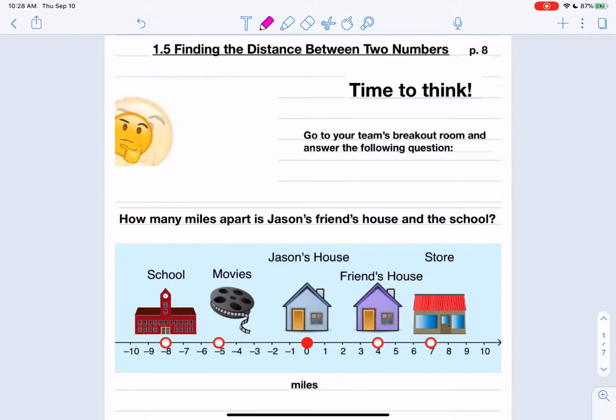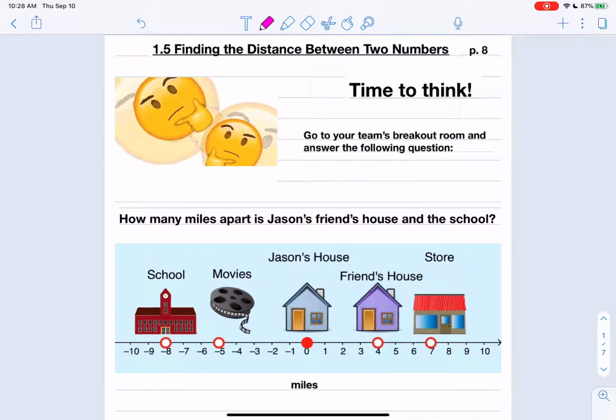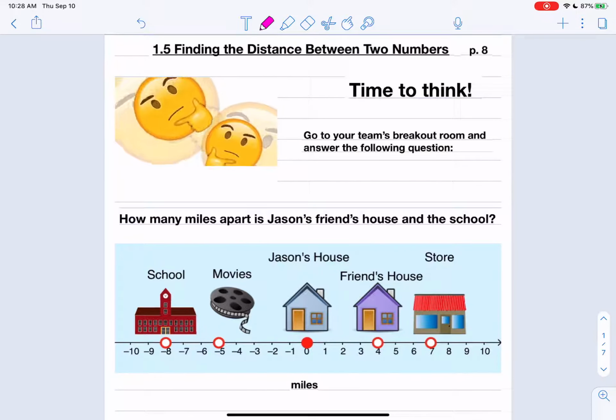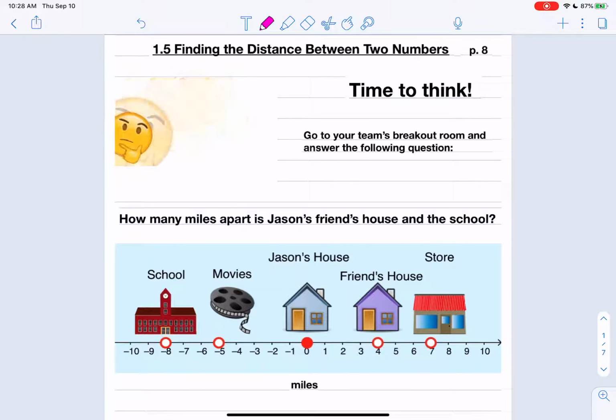Now in class you're going to do this first problem in your breakout room, but let's take a look at it together. It says, how many miles apart is Jason's friend's house and the school? So we're looking at the distance, okay?